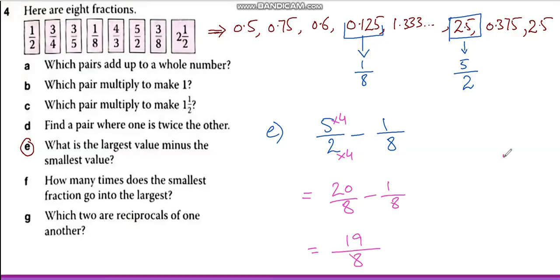We can also convert it into a mixed number. We know that 8 times 2 is 16, and we will be left with 3 as the remainder. So we can write it as 2 3/8.